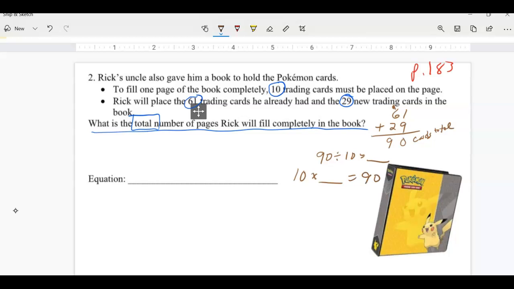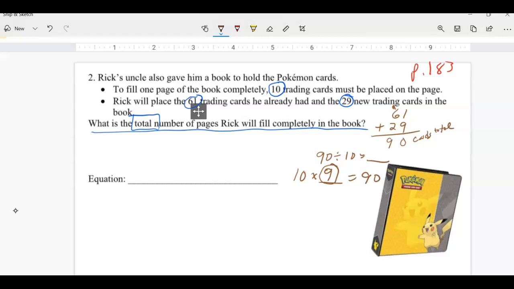And because of how we can use our zeros, we know that what number times 1 equals 9 is 9. And then when you multiply 10 times 9, you add the 0, that makes it 90. So 10 times 9 equals 90. So our answer here is actually 9. So the total number of pages that he's going to need to fill his book is 9 pages.